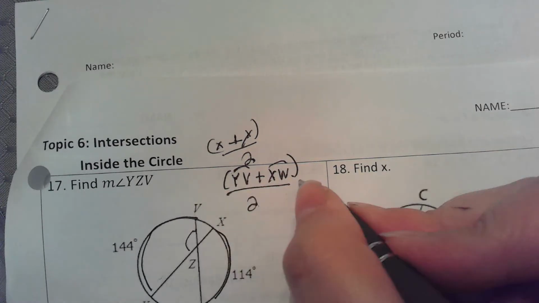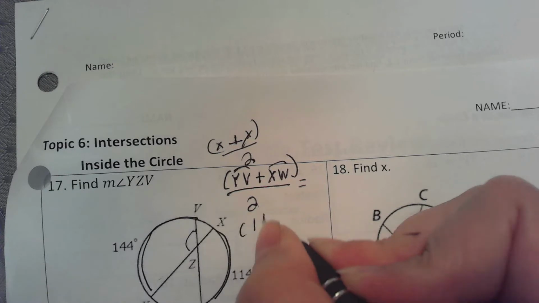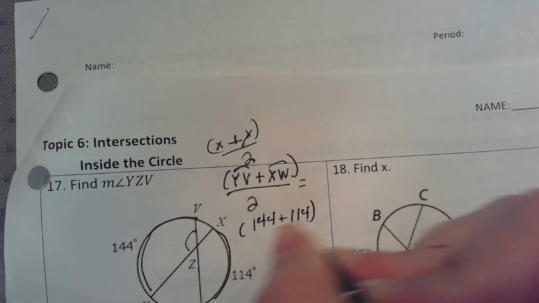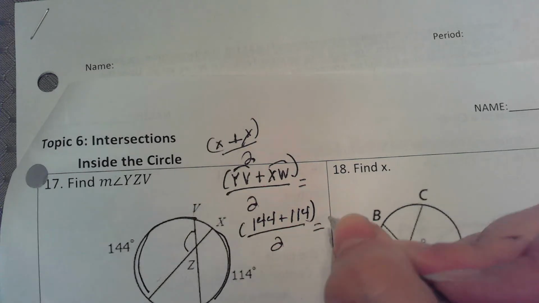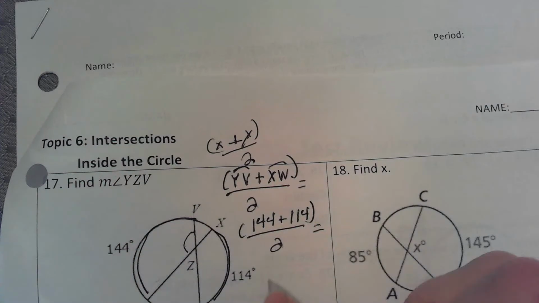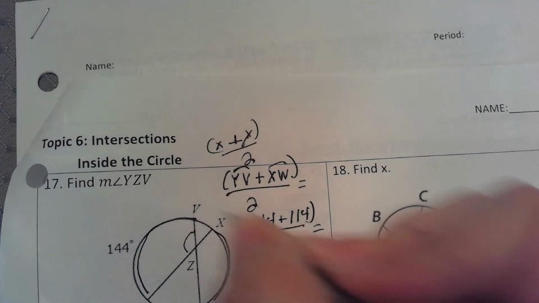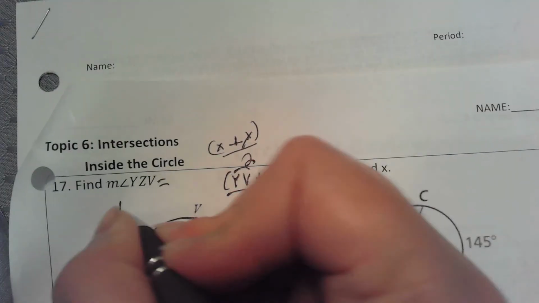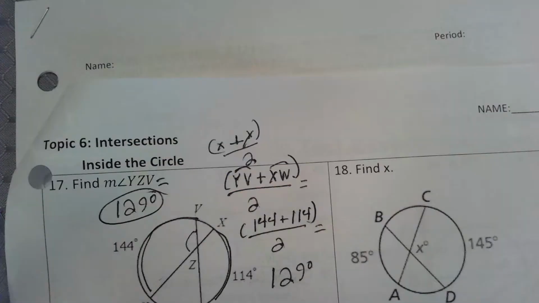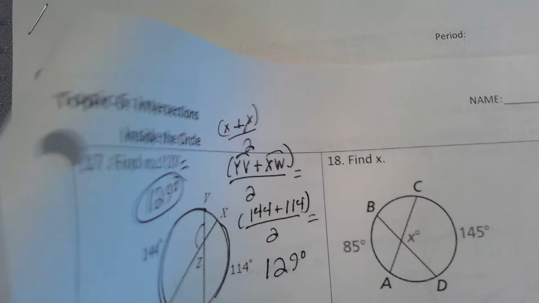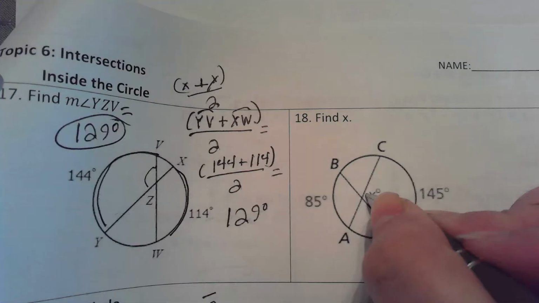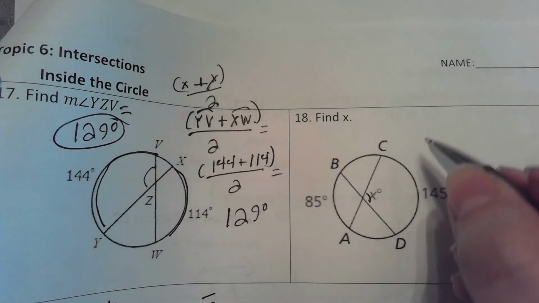So I'm going to substitute that in. So I'm going to go 144 plus 114, and we divide that by 2. And we get that it's 129 degrees. So the measure of the angle, everybody, is 129 degrees. Okay, so we're going to do the same with the next one. So we're finding x, so we're finding that angle. So we're going to add those two arcs together.